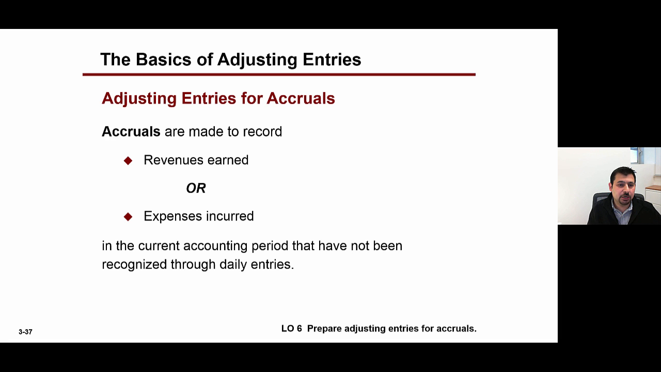Now the other kind of adjusting entries are called accruals, and accruals basically are to record revenues that were earned or expenses that have been incurred. Those are revenues that the company has earned, or expenses that the company has incurred during this accounting period. However, the payment will not happen now, so they will not be recognized now.